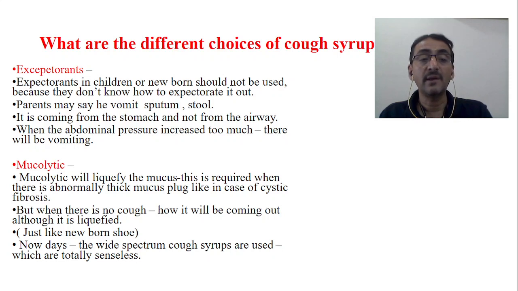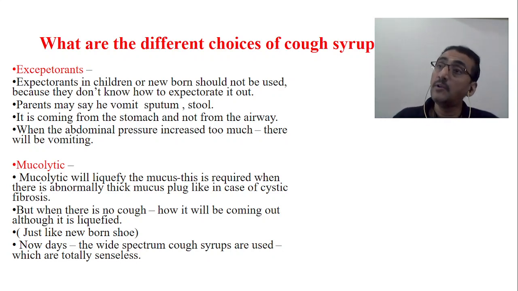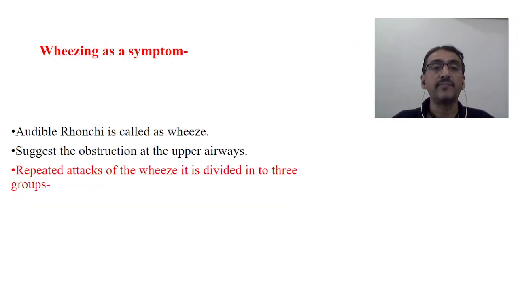Nowadays a wide spectrum of cough syrups are used, which are totally senseless. They contain expectorant, they contain mucolytic, everything, and it is given to the newborn also. But a newborn doesn't know how to cough itself. Then what is the use of this expectorant and the mucolytic? Once there is no coughing itself, whatever expectorant or mucolytic you use, it is not able to put this broken sputum outside. So this is totally senseless.